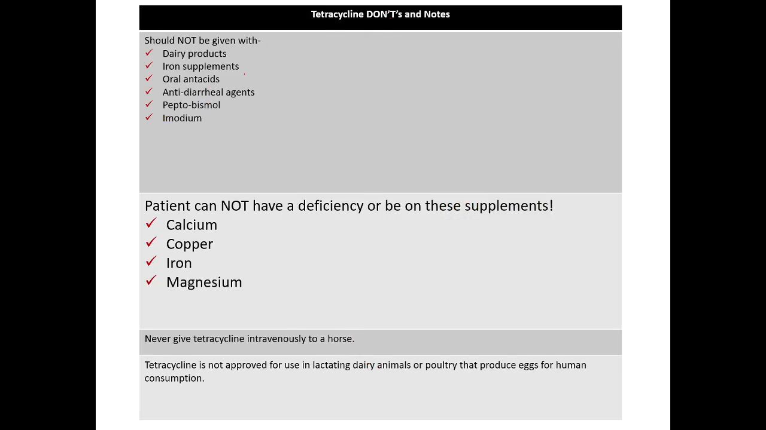Some don'ts, okay? Don't give it with dairy, don't give it with iron, don't give it with oral antacids, antidiarrheal agents, Pepto-Bismol or Imodium. Patient cannot have a deficiency or be on any of these supplements, calcium, copper, iron, and magnesium, because it interferes with the metabolism of those. Never give tetracycline IV to a horse, and it's not approved for use in lactating dairy animals or poultry that produce eggs for human consumption.